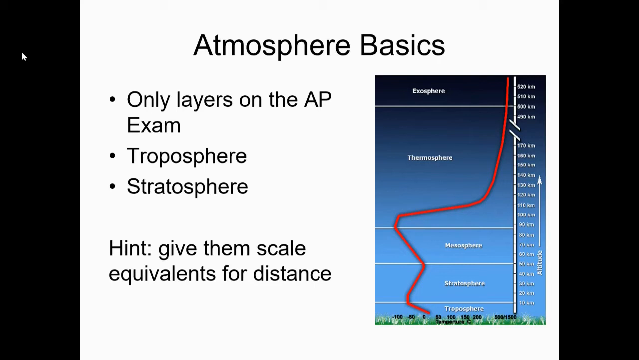So atmospheric basics, the only layers of the atmosphere that matter for the AP exam are the troposphere and stratosphere. The only thing that happens in the stratosphere is the ozone layer. And just so you know, the layers of the atmosphere are separated by changes in temperature.